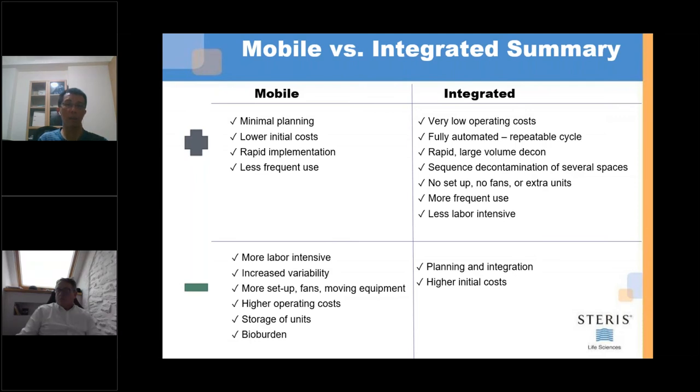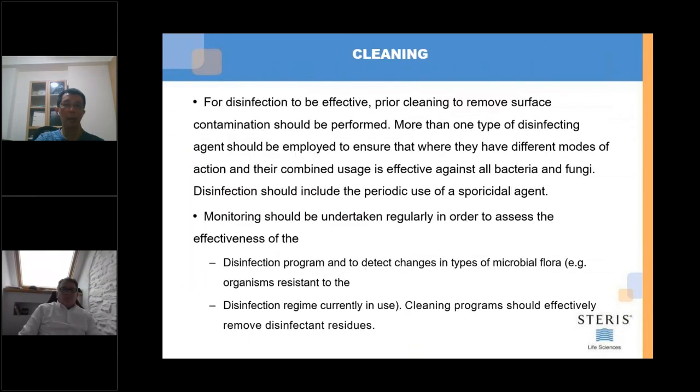As for the integrated unit, there's very low operating cost, like I mentioned, using the bulk vapor container. It's fully automated, and you can repeat the decon process. You can use it for large volume decon. Our equipment can go up to 1,000 cubic meters. You can decon zone after zone, area after area. There's no setup or fans required, because it's meant to be integrated with your HVAC and BMS. You can use it anytime you want. It's less labor intensive, as someone doesn't need to go down and push the machine, because it will be fixed permanently at the HVAC. Of course, you need some planning and upfront integration, and it's a higher cost as well.